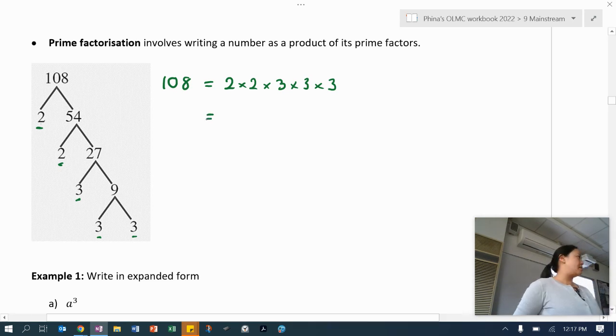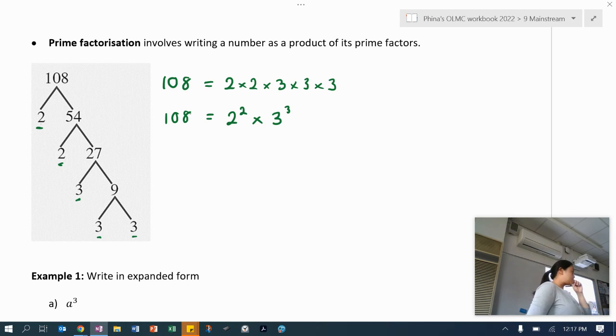Now, we can then write that using the index form as well. We've got 2 times 2, so we could write that as 2 to the power of 2, and then that would become 3 to the power of 3. So I can actually rewrite 108 in terms of prime factors in expanded form or in index form as well. Yes? Is that as far as you can go? Yeah. Once you hit prime numbers, that's it. Then we go into fractions. You don't want to go there. Yeah. Okay. So we can express every number that exists in terms of prime factors.